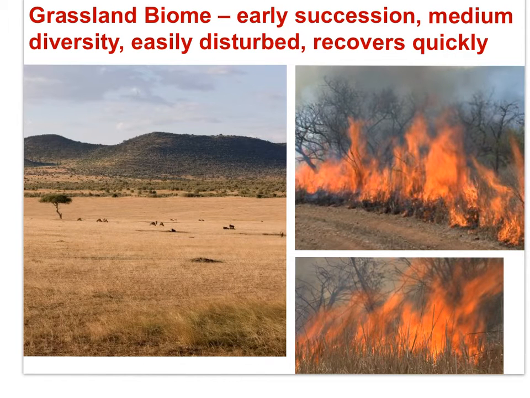Grassland biomes represent a biome in an early successional stage. Grassland biomes have medium diversity, and they are easily disturbed, specifically by fire, by way of example. However, grasslands have stability in that they are resilient. They recover quickly from the disturbance.